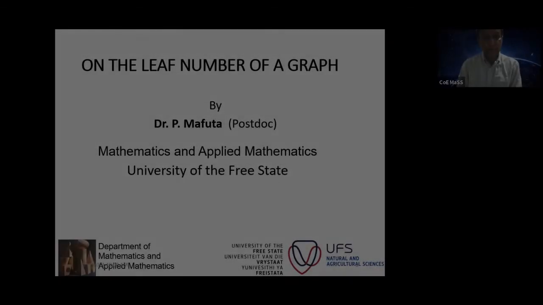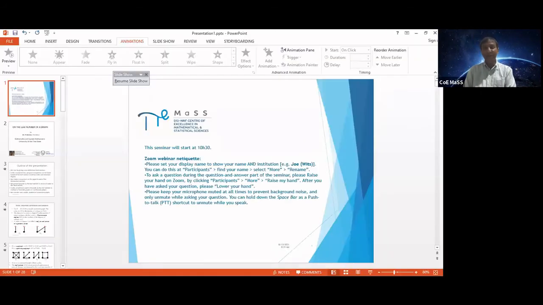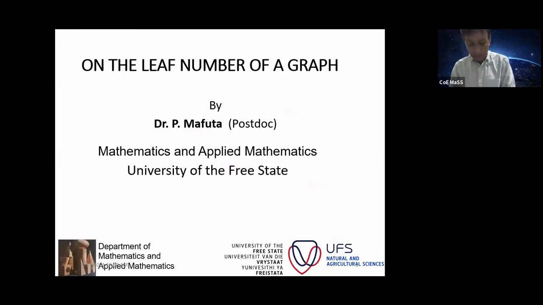Okay, good morning, everyone. Friday, seminar time for the center again. And today we're very fortunate to have Dr. Phillip Mafuta. He's a postdoc fellow at the Department of Mathematics and Applied Mathematics at the University of Free State, and he's an expert in graph theory. The title of the talk is on the leaf number of a graph. So it's a great pleasure to welcome you. Please start your talk; the talk is for 45 minutes, and there'll be question time after.